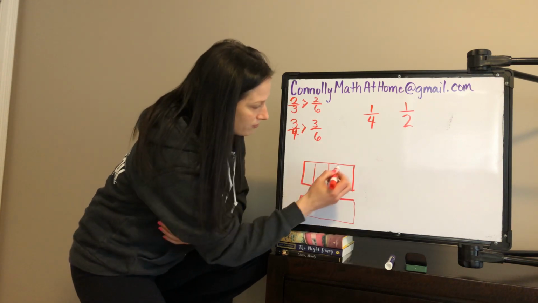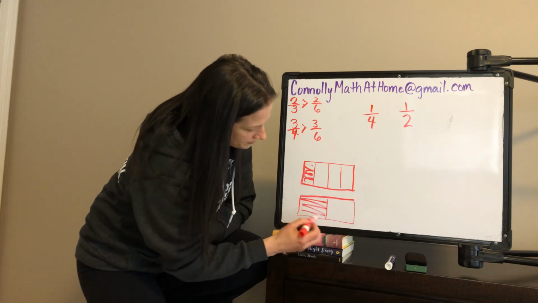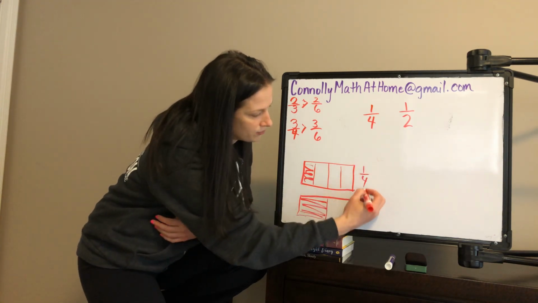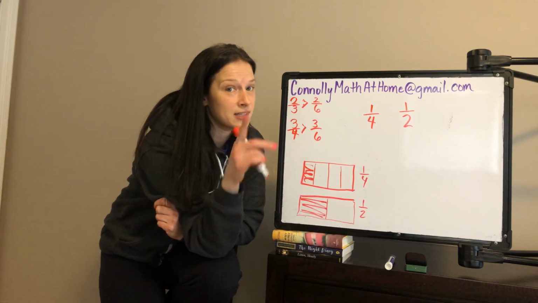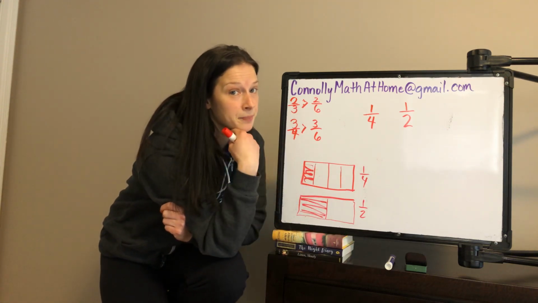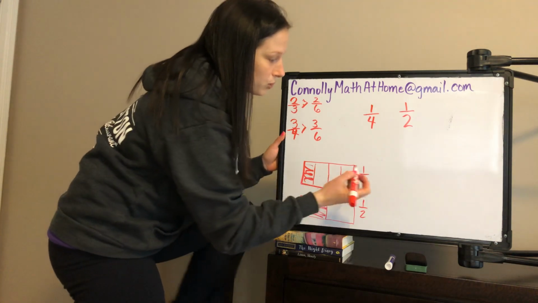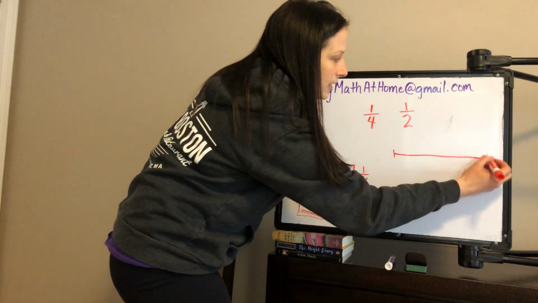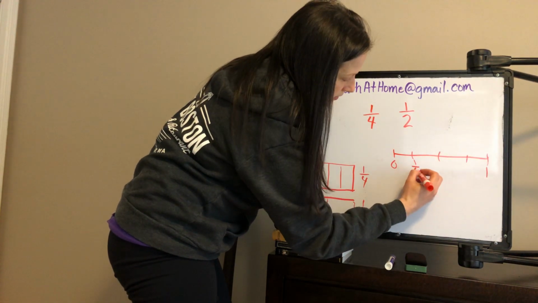So let's think about 1/4 and let's think about 1/2. So that one's 1/4, this one's 1/2. I only colored in one piece of both of them, but one of them is clearly larger, right? 1/2 is greater than 1/4. We can see it in the representation. Let's do a number line really fast.